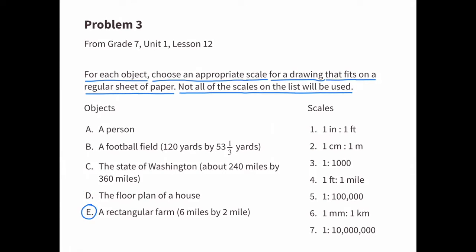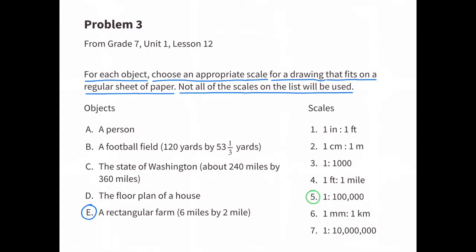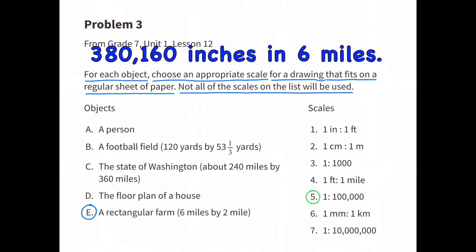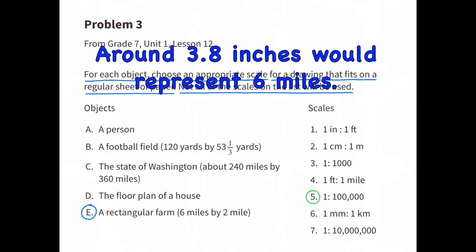And finally, E. A rectangular farm, 6 miles by 2 miles. For this, I would select 5, a scale of 1 to 100,000. For example, for every 1 inch of the scale drawing on the piece of paper, it would represent 100,000 inches towards the 6 miles in length. There's 380,160 inches in 6 miles. With the scale of 1 to 100,000, you could represent 6 miles with less than 4 inches.